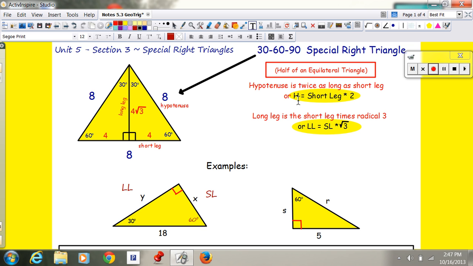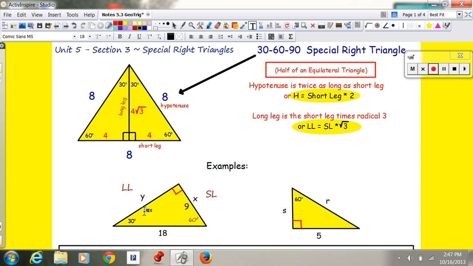So if they give me the hypotenuse, if I was to divide both sides by 2, my short leg would actually equal my hypotenuse cut in half. So remember, if I know the hypotenuse, if I cut it in half, I get my short leg. This was an 8, it became a 4. So if this is an 18, my short leg now has to become a 9. So my short leg is going to be 9 right here.